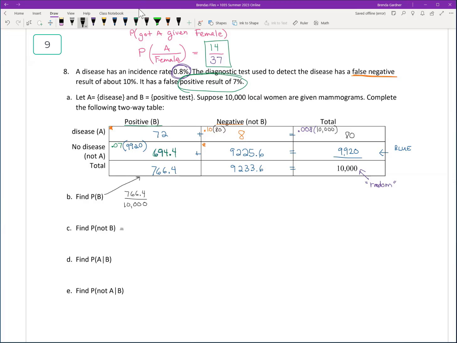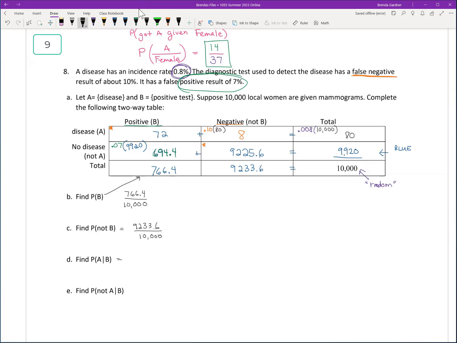The probability of not B is 9,233.6 over 10,000. And again, at this point, you'd probably change those to a decimal and maybe even a percentage. And I'll leave that calculation to you, and I'll put it on the key.